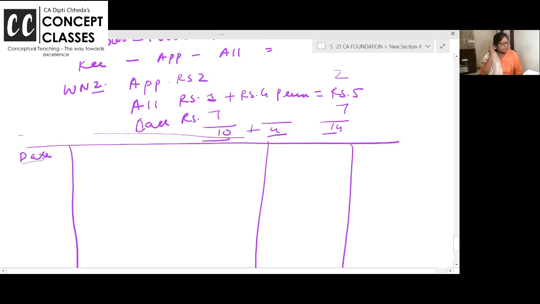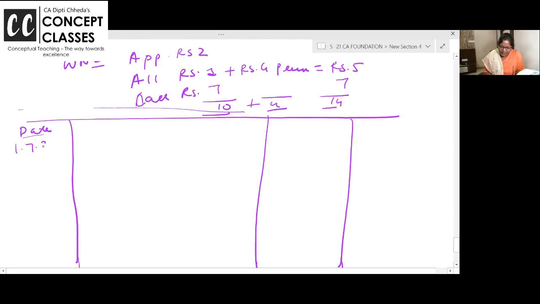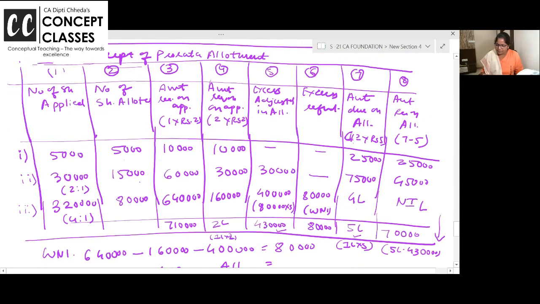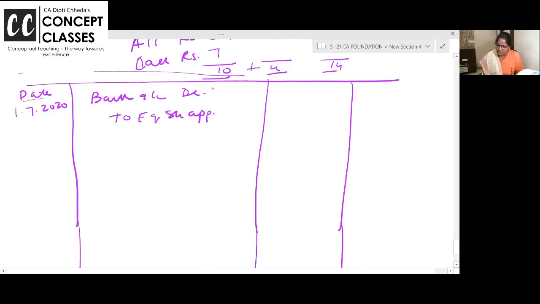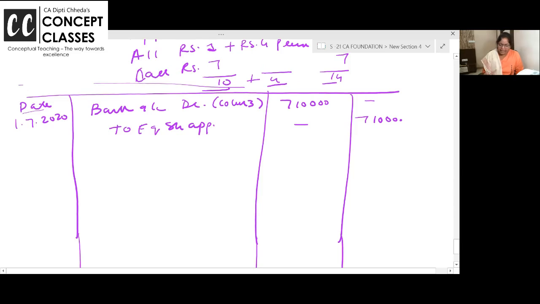First, company proposed to make a further issue and arrangements were made. Read from the beginning. 1st July 2020, application was received. Bank account debit to equity share application. How much is received? You have it ready. Third column, 7,10,000. Column 3. Ma'am, how did it come? You can't do it like this, always you are writing in brackets. Those who want, they can write like this.